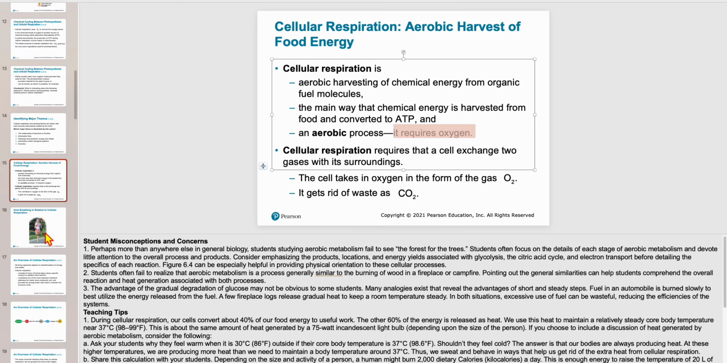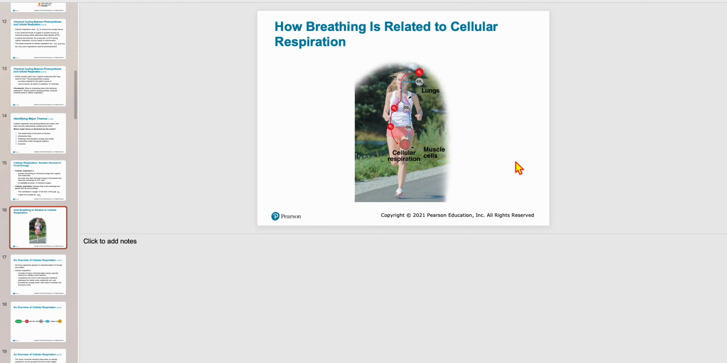Okay, here's a picture of a runner. This person is breathing, and as they're breathing, they're taking in the oxygen and blowing out the carbon dioxide. And inside of the cell respiration of the muscle, muscles have a lot of mitochondria. Why would you assume that muscles have a lot of mitochondria? Because muscles need a lot of ATP energy. Makes sense. Okay, next slide.